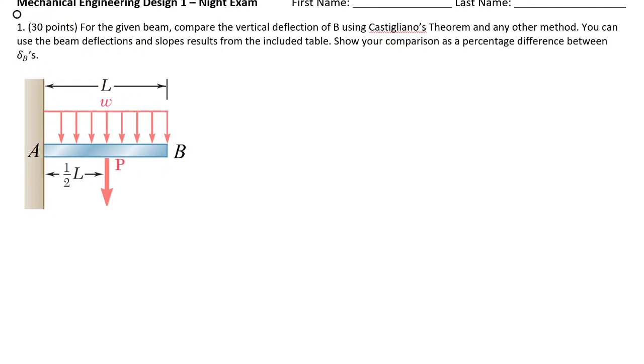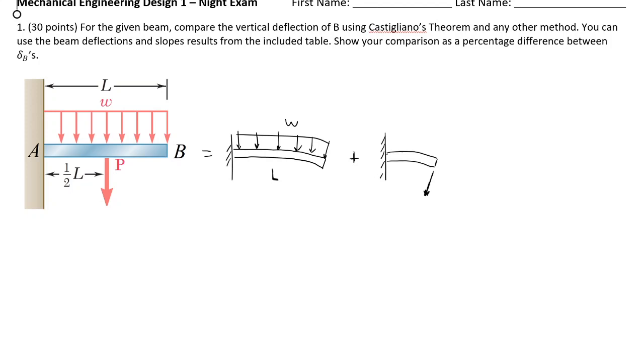This would be equal to a beam that is being bent because of this distributed load W with a length of L, plus the first half of the beam under a point load P going down. I'm exaggerating the deformation, and therefore there's going to be an angle, but there's no angle in this case.